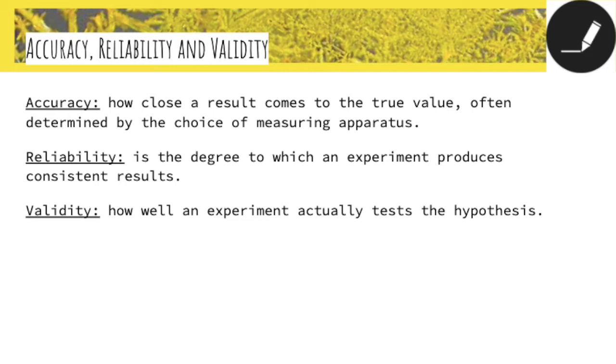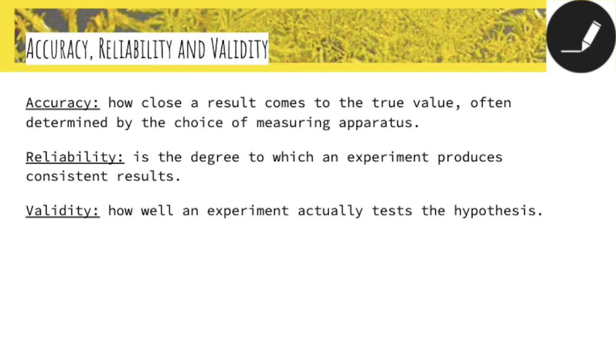Reliability is the degree to which an experiment produces consistent results. And so if we want lots of consistent results, we need to keep making multiple measurements, and so we repeat. And validity is how well an experiment actually tests the hypothesis. Okay, there's no point doing the experiment if you're actually testing something different.